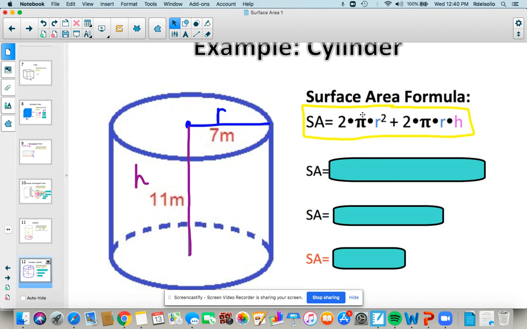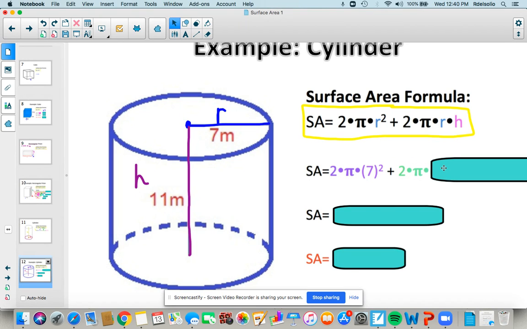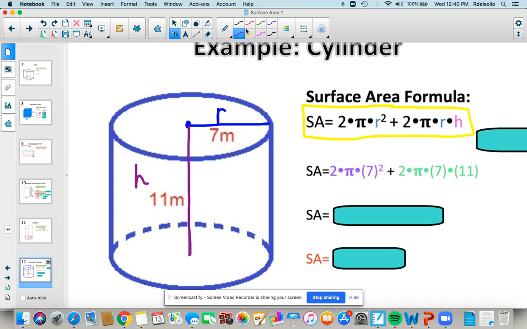All the other parts in black, so the 2 times pi, that's all going to stay the same. That's part of the formula. So we have 2 times pi times R is 7, so 7 squared, plus 2 times pi times R is 7 times height is 11, okay? So now what I did is I broke these up into 2 different groups. So we're going to do this part first. We're going to do that part together, and then do this part together. And then once you find the 2 parts, you can add them together.